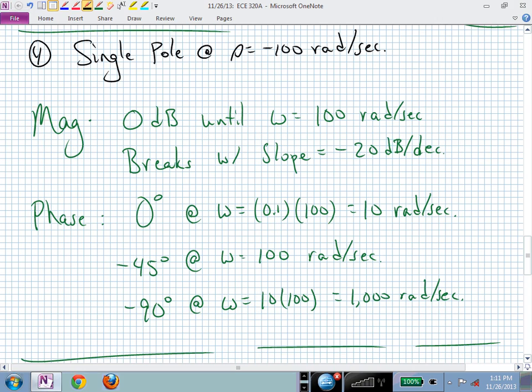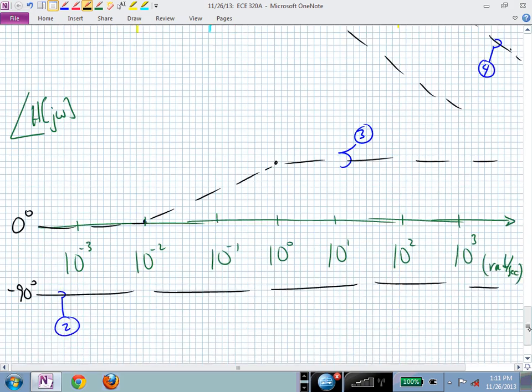Fourth term starts at 10 and ends at 1,000. So we start here at 10 and we end at 1,000, and it's down. So we now have this due to the fourth term.